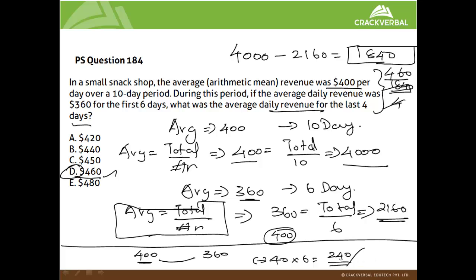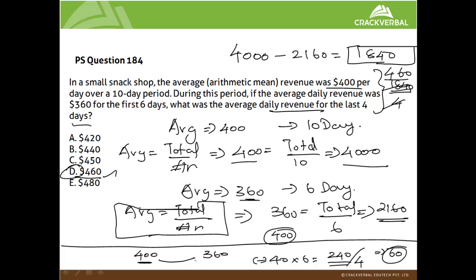This 240 we have to evenly compensate each and every day, plus that 400, right? 400 we have to do, and plus we have to compensate this 240. So 240 divided by 4 is nothing but 60. So 60 we have to do extra every day to compensate on what that remaining, what we had behind each and every day for the first 6 days.